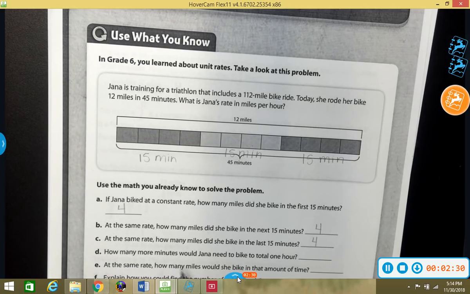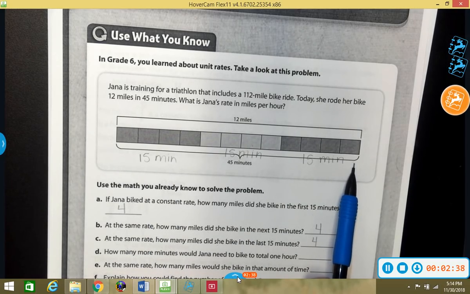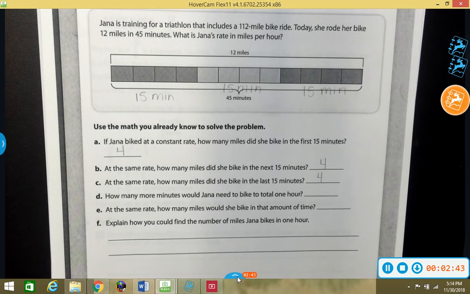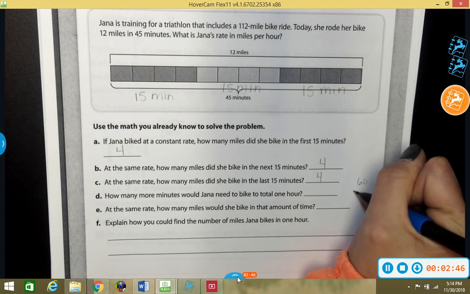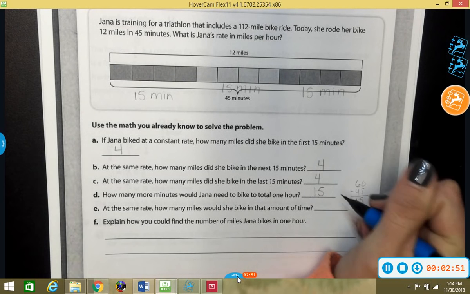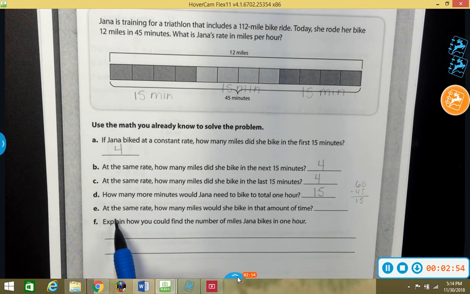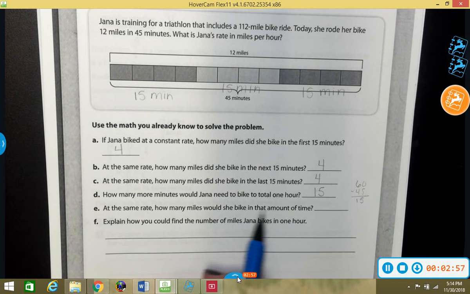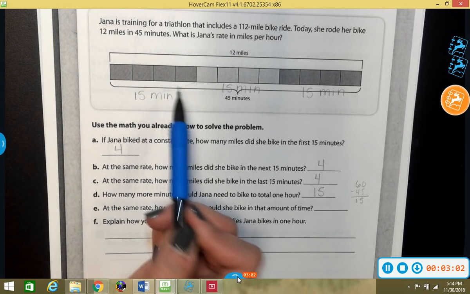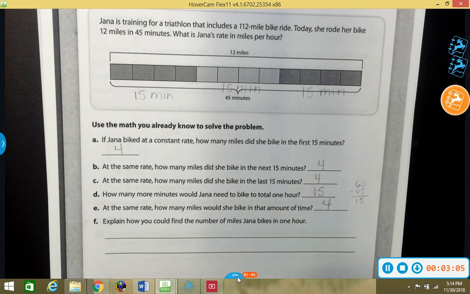How many more minutes would Jana need to bike a total of 1 hour? So she biked 45 minutes. There are 60 minutes in an hour, so how many more minutes would be needed in order for it to be an hour? So you would just say 60 minus 45, which gives you 15. So 15 more minutes. Okay, at the same rate, how many miles would she bike in that amount of time? Well, we've already looked and we saw that she bikes 4 miles in 15 minutes. So she would bike 4 miles.